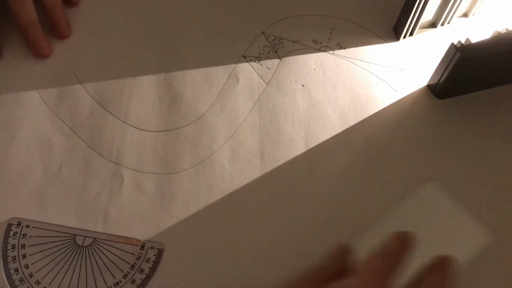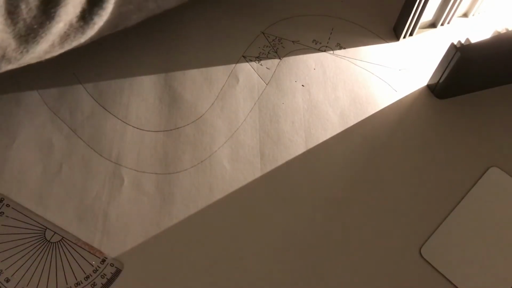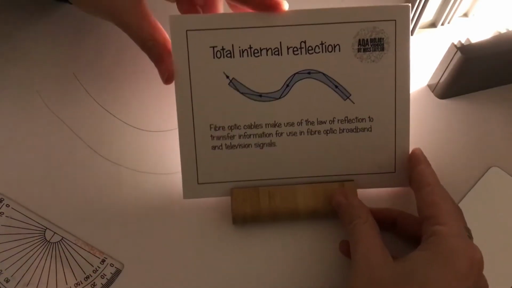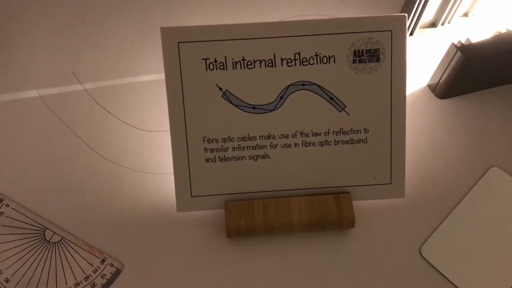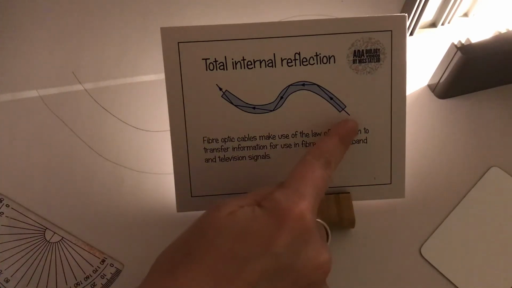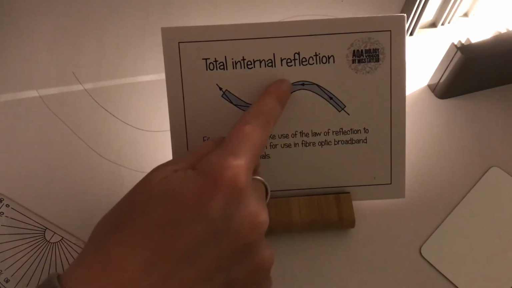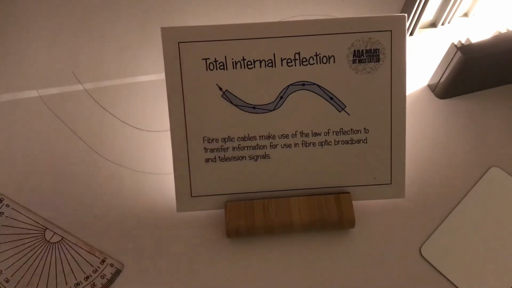So let's look at that as a summary. Total internal reflection. Used in fibre optic cables, they make use of the law of reflection, transferring information for use in fibre optic broadband and television signal. So we can see here the information's coming in, no normal lines on this picture, but the information comes in and it just keeps reflecting off every single surface using exactly those same ideas of reflection.